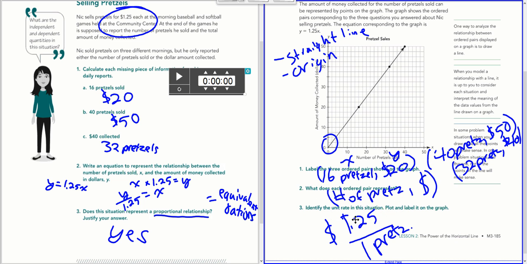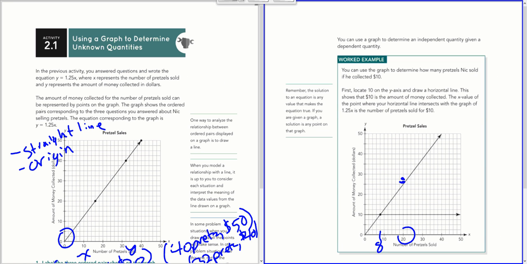Now, unit rate, just to review, is the amount for 1. So we could have figured out how many pretzels we get for $1, but it would not be a whole pretzel. So we did $1.25 per 1 pretzel, which would make more sense in this case. Then it talks about how we can use a graph to solve a situation.